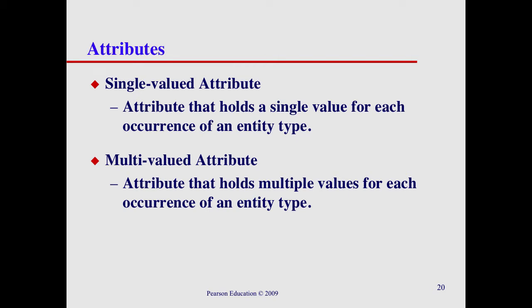A single-valued attribute has only one value for a cell. A multi-valued attribute wants to have multiple values for a cell. That is a problem because the relational model doesn't allow multiple values in a cell. It allows only one. So we deal with that problem typically by moving multi-valued attributes into a separate relation.